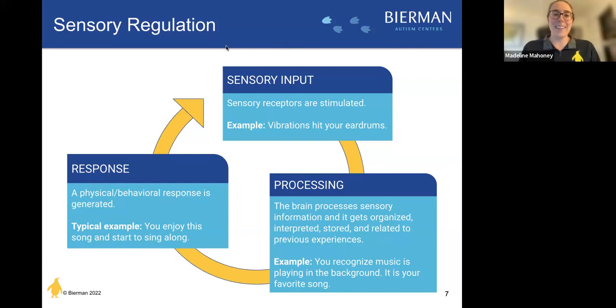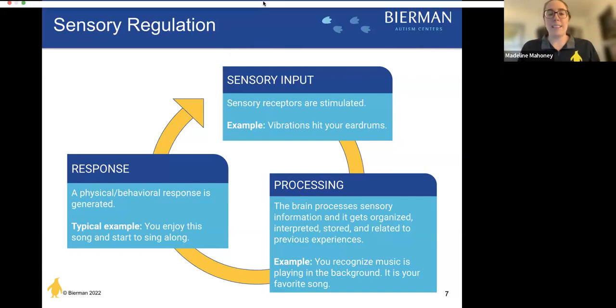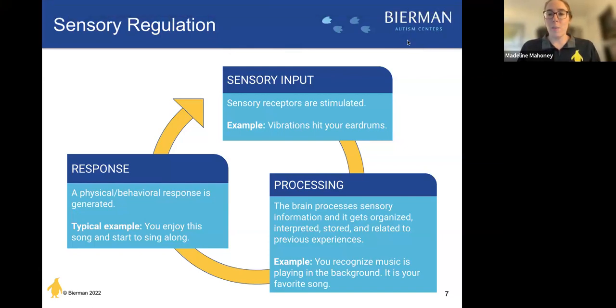Okay, so moving on, I'm going to talk about just the general sensory regulation process. So basically we start with that sensory input and your sensory receptors are stimulated. An example of this would be you hear music and those vibrations hit your eardrum, and then your brain processes whatever that information is. Your brain will process that information, organize it, interpret it, and then relate it to your past experiences. So in this example, you hear that music and you realize, oh, this is my favorite song.